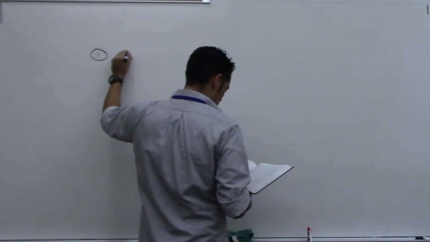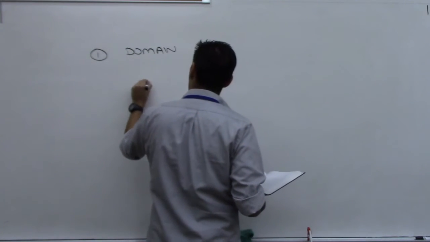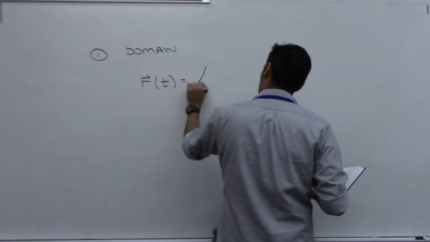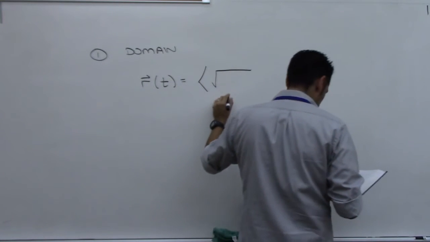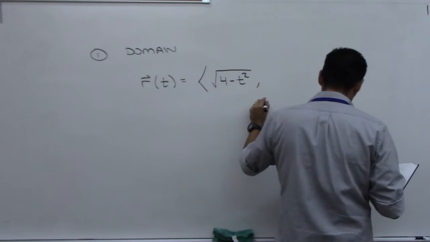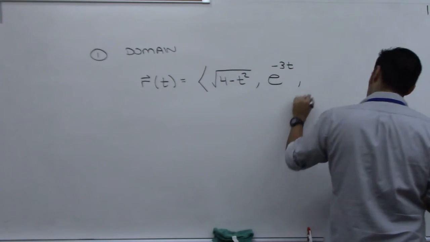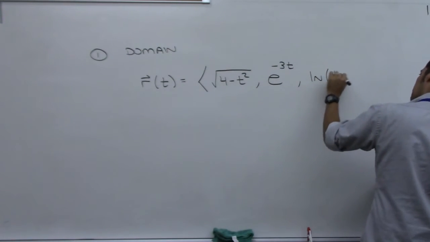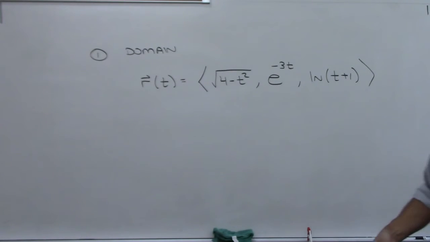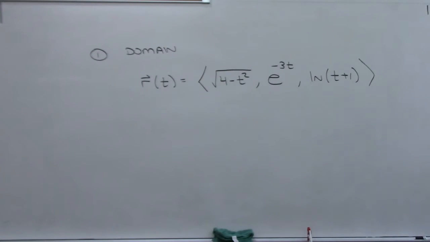So I want to find the domain of the following vector function. R of t equals the vector square root of 4 minus t squared, e to the negative 3t, and natural log of t plus 1. So all we're trying to figure out is what t's I can and cannot plug in to this vector function.